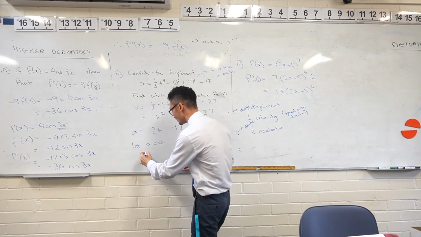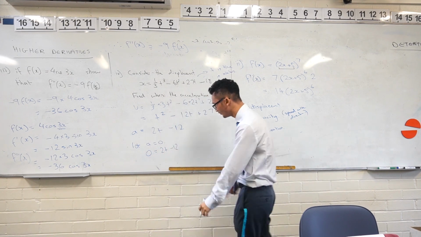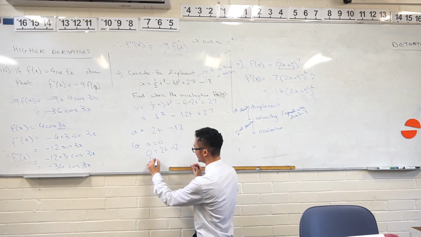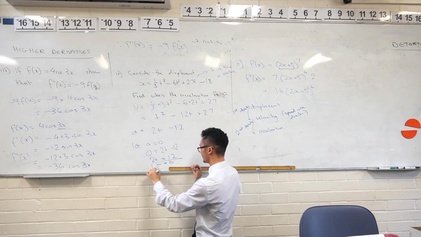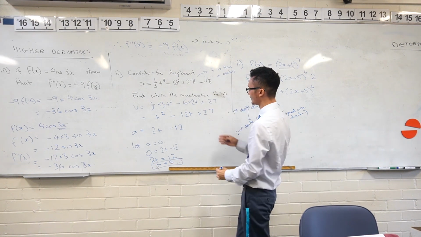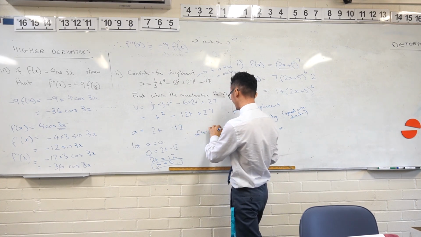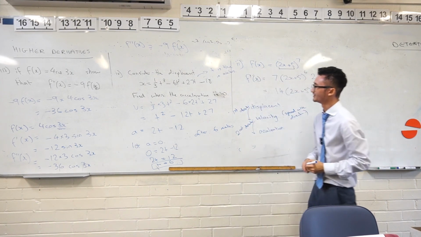And so we've created an equation here. 0 is equal to 2t minus 12. And so solving this, we put 12 to the other side. We get 2t is equal to 12. And so t is equal to 6. So when is the acceleration 0? Well, after 6 minutes, because t is equal to 6, and we're using minutes as our units.